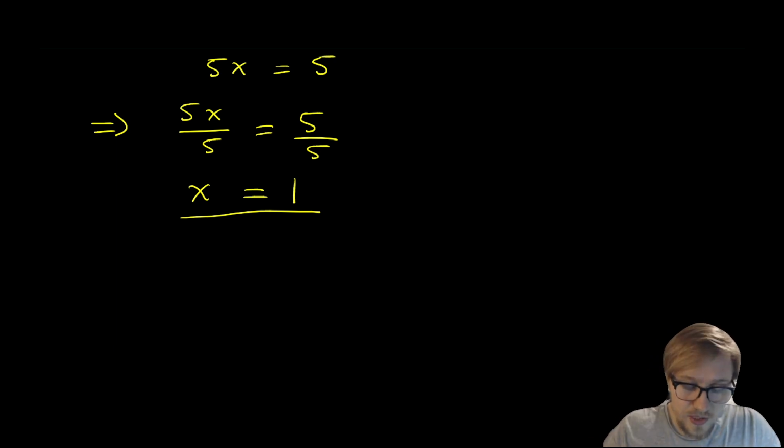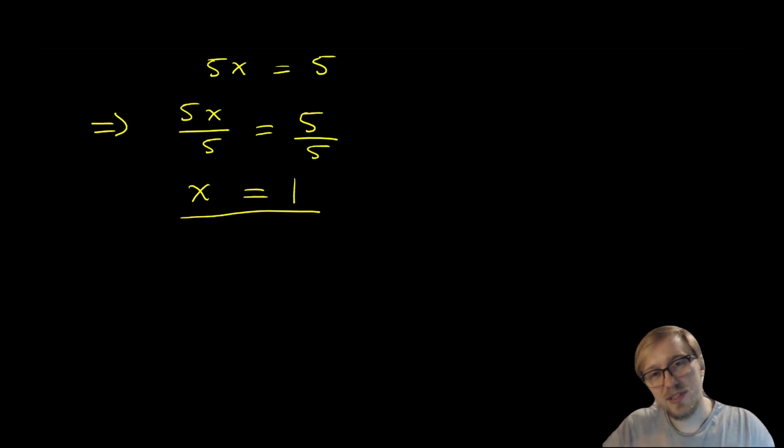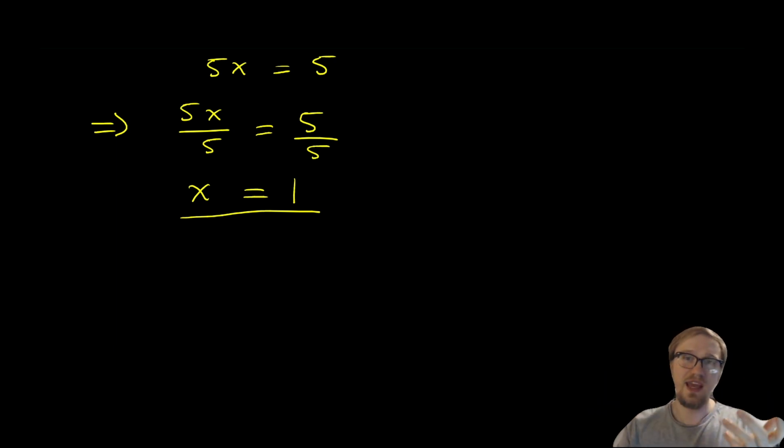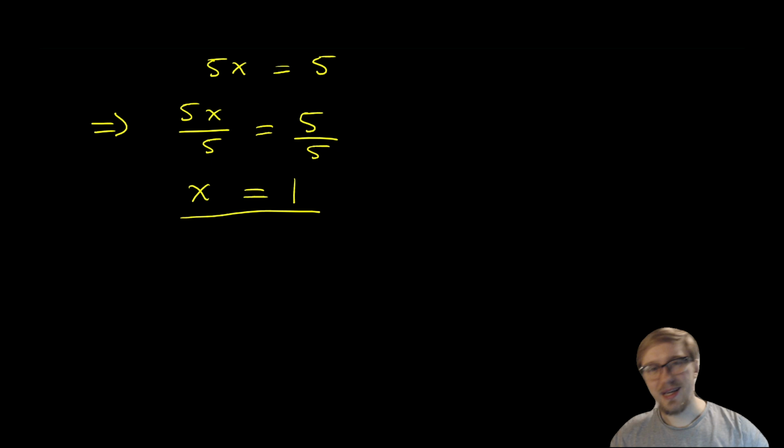Now, we also want to check whether our solution is true because we might have made some mistake along the way of solving the equation. The way that we check whether the solution is true is by plugging the solution back into the original equation and then checking if we get a true equation out of it. So a true equation is something like 1 equals 1 or 3 equals 3.